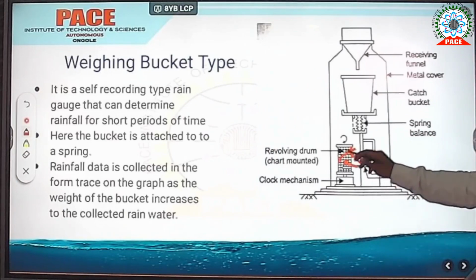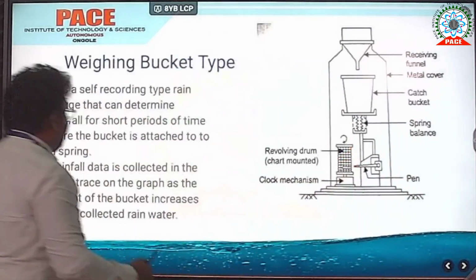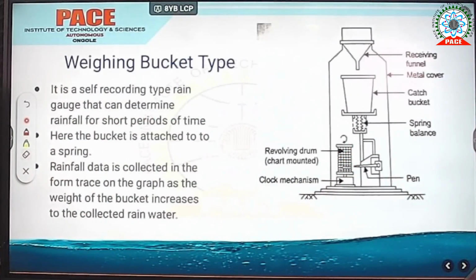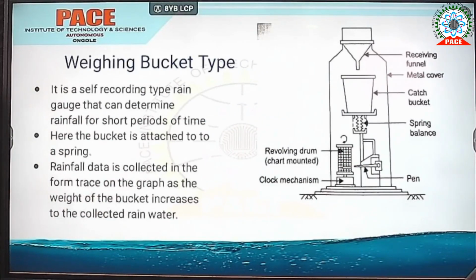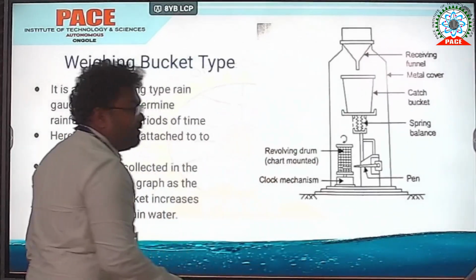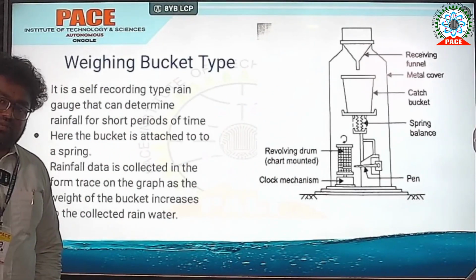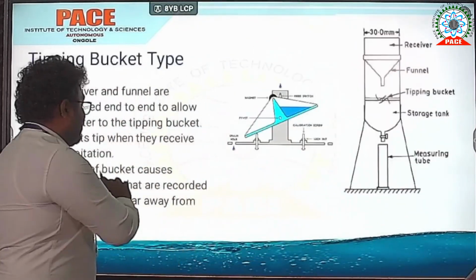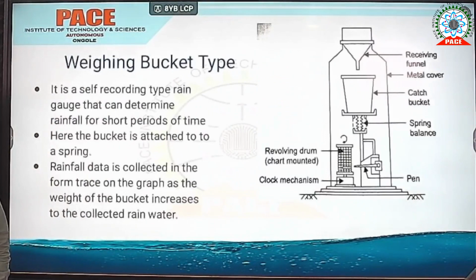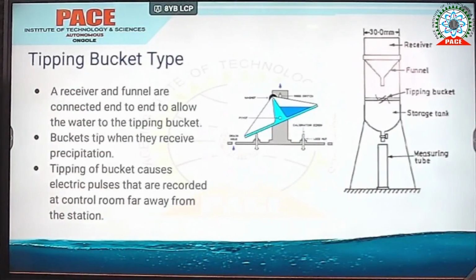Based on these values, later the graph is removed from the drum and the values are noted. Now, what are the major disadvantages here? If this weighing bucket is also full, then the rainfall has to be recorded again, and sometimes this revolving drum also has to be replaced. So later on they introduced another type of rain gauge, the third one, the tipping bucket type.